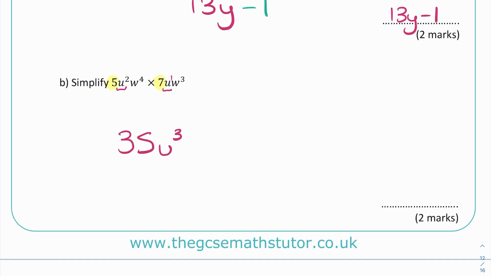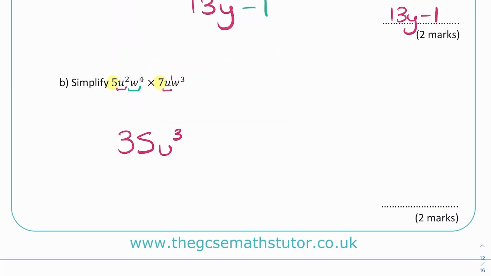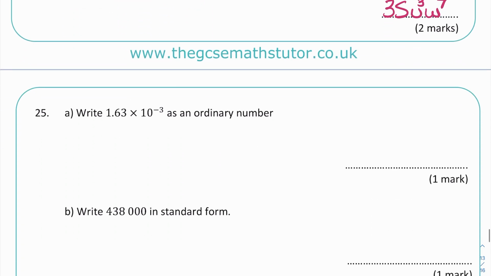So remembering when we are multiplying, we have the same base letter or base number, we can add the powers together. The next one, we have w4 and w3, so that w, when we add the powers, 4 plus 3 is 7. So that would be 35, multiplying the numbers as normal, and then u to the power of 3, w to the power of 7, where we have added the powers. And there we go, some laws of indices there.